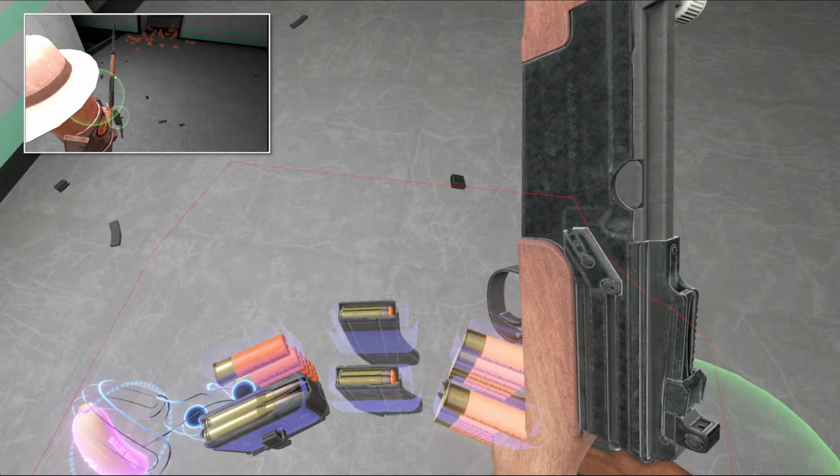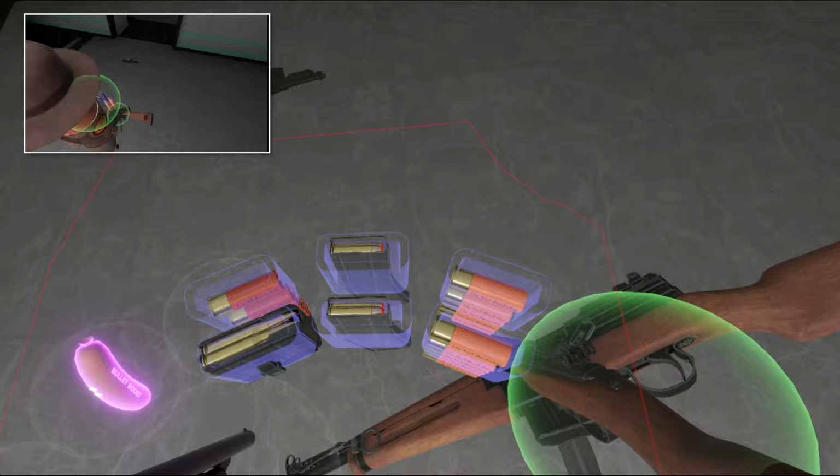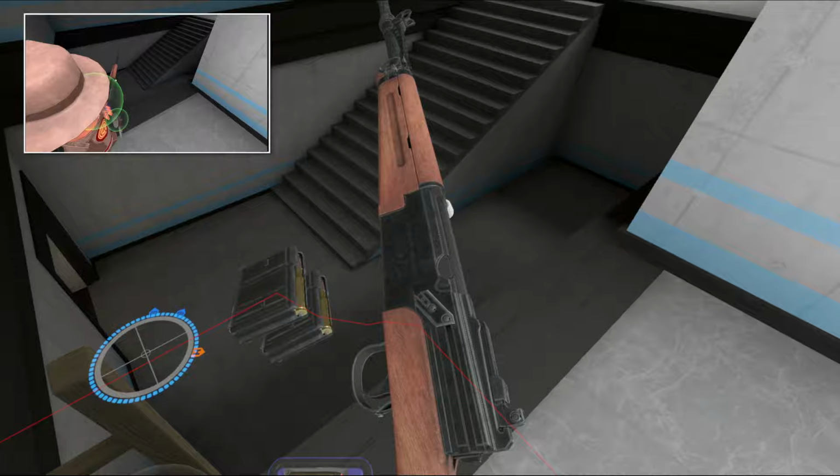Encryption neutralized. All successful. Data extracted. 5 override tokens found. Advance to next system node and take it.